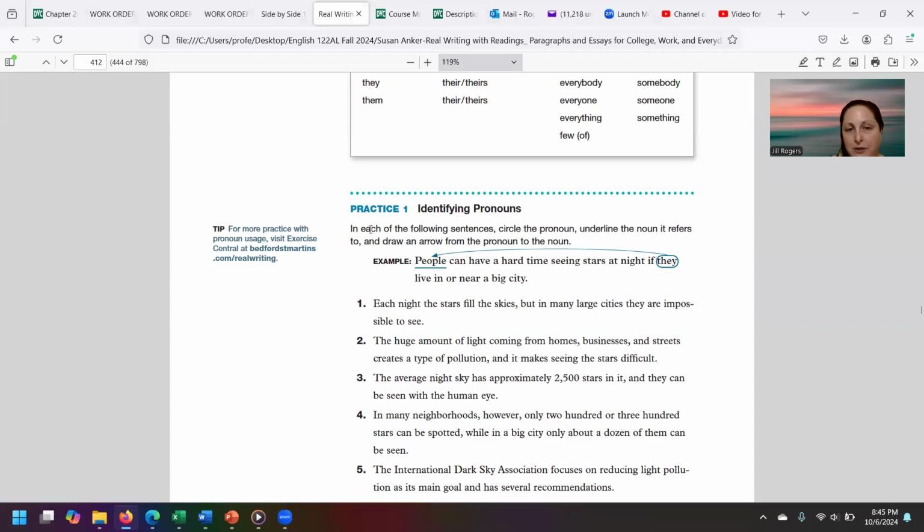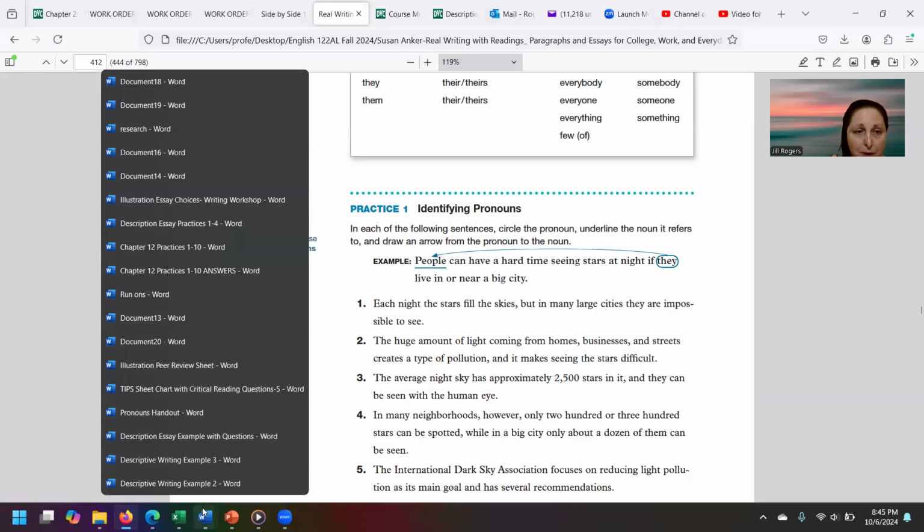Okay, so the instructions are for identifying pronouns. In each of the following sentences, circle the pronoun and underline the word it is replacing or refers to. Okay, and then draw an arrow. So this is the example if you do it this way. People can have a hard time seeing stars at night if they live near a big city. So we found the pronoun they, and we see that it's referring to people.